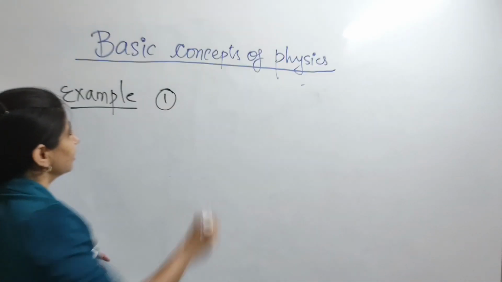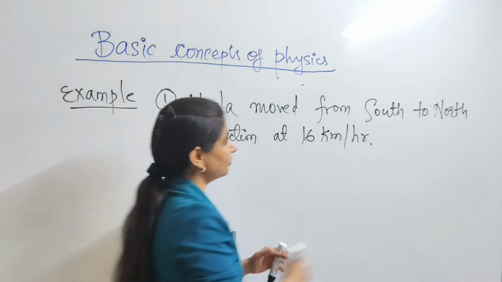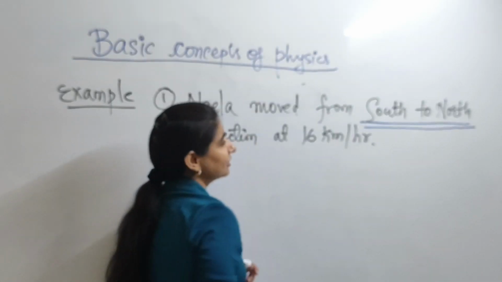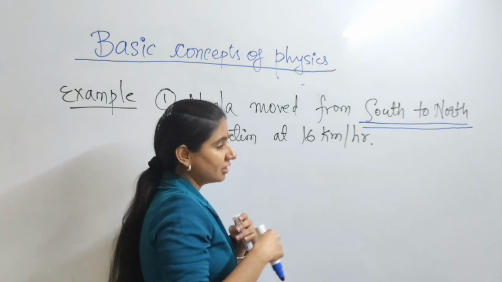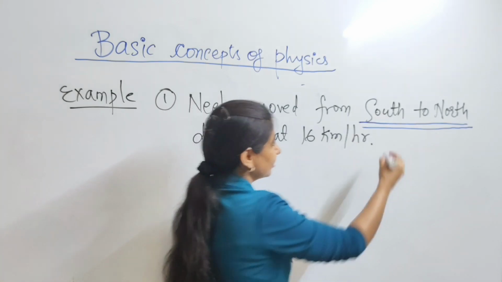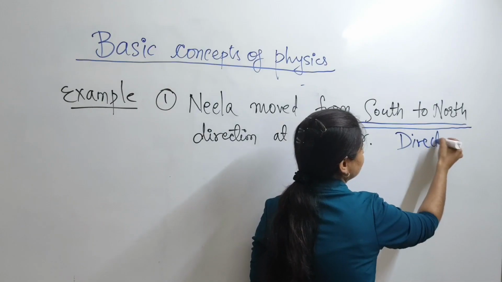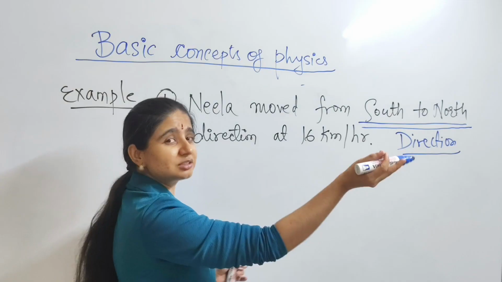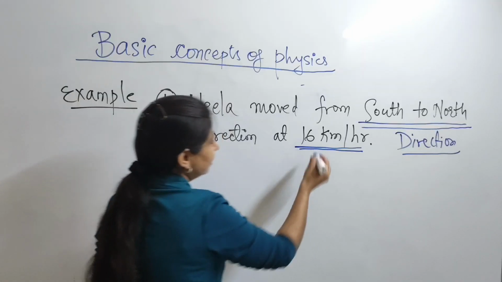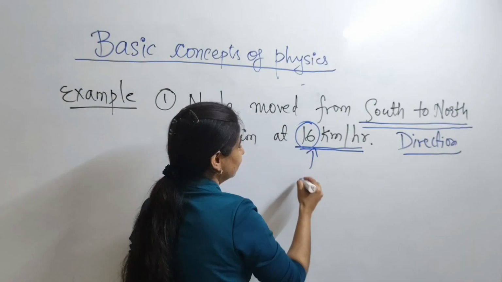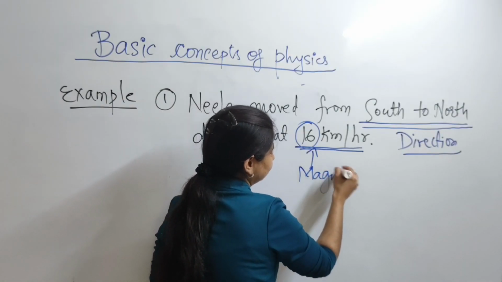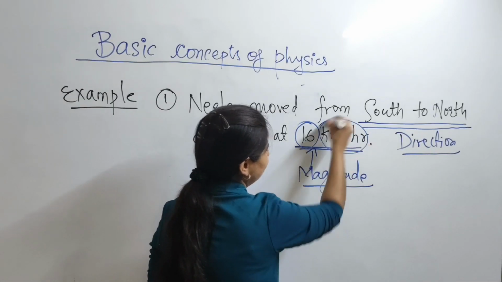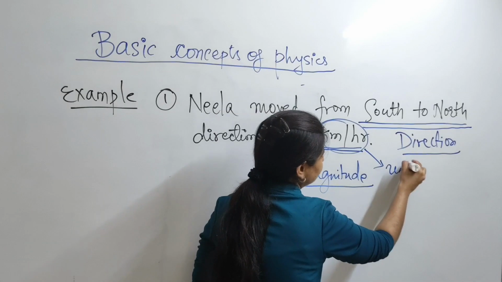Now Neela moved from which place to which place? Which direction to which direction? South to north, right? From the south direction, she moved to the north direction. So this is direction. And at what rate, at what speed she is moving, it is 16 kilometers per hour. What is that 16? This is magnitude. And what is this? This is a unit of measurement, that's it.